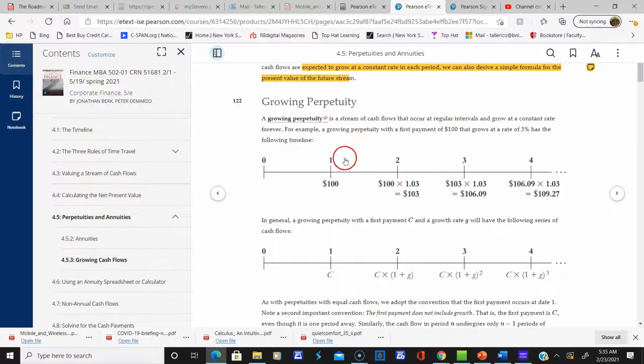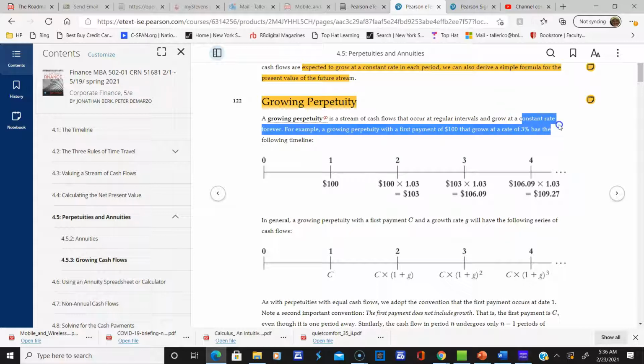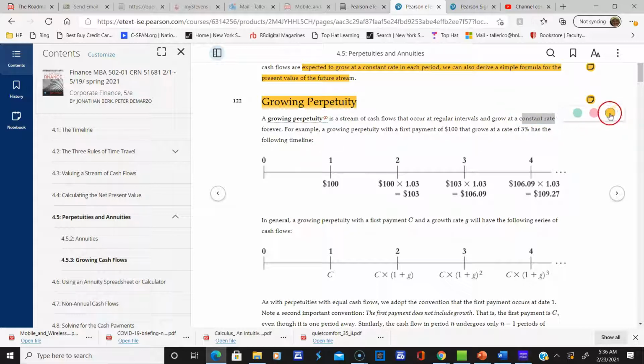So here's the timeline. This is called a growing perpetuity. It's a stream of cash flows that occur at regular intervals and grow at, and these are the important words here, a constant rate. It grows at a constant rate forever. So a growing perpetuity with a first payment of 100 that grows at a rate of 3%. And here's the timeline, and you'll note the dots here. It's growing forever, so it's perpetual.